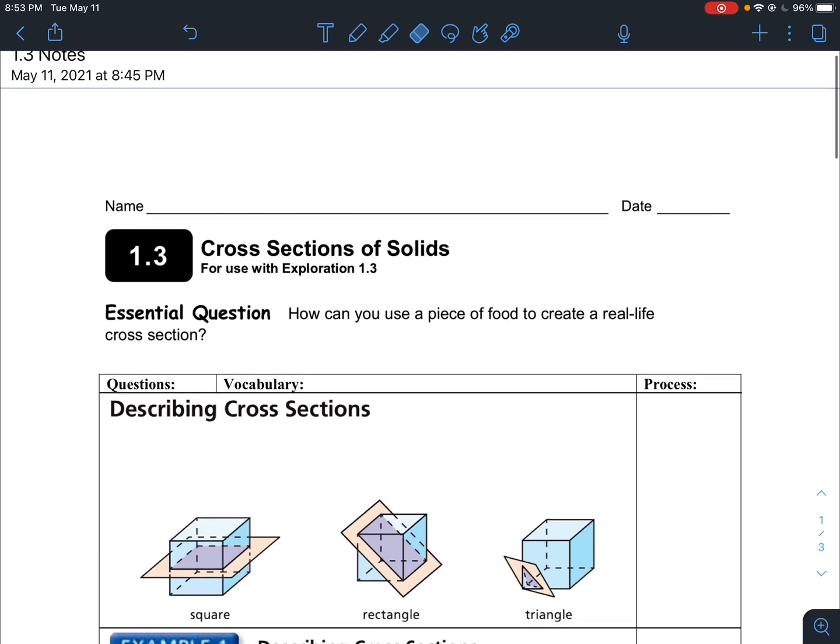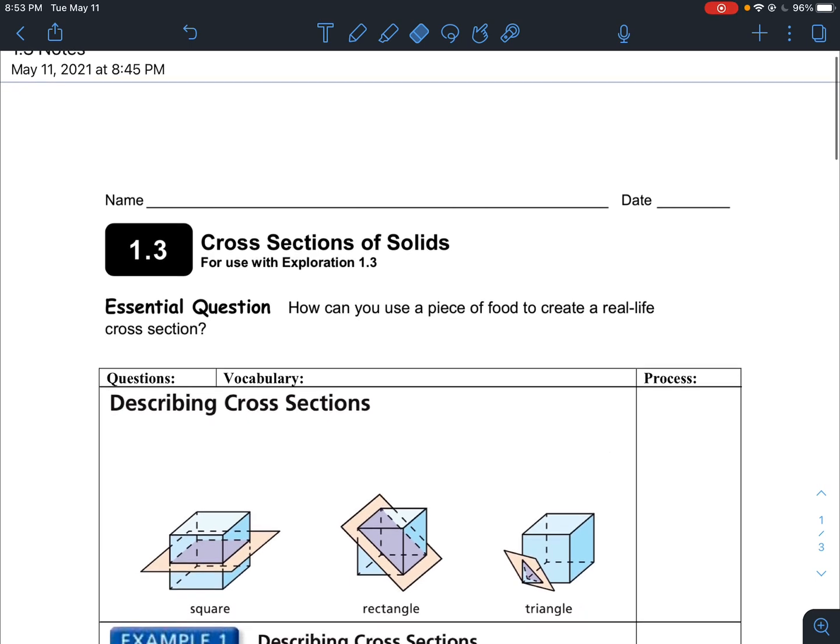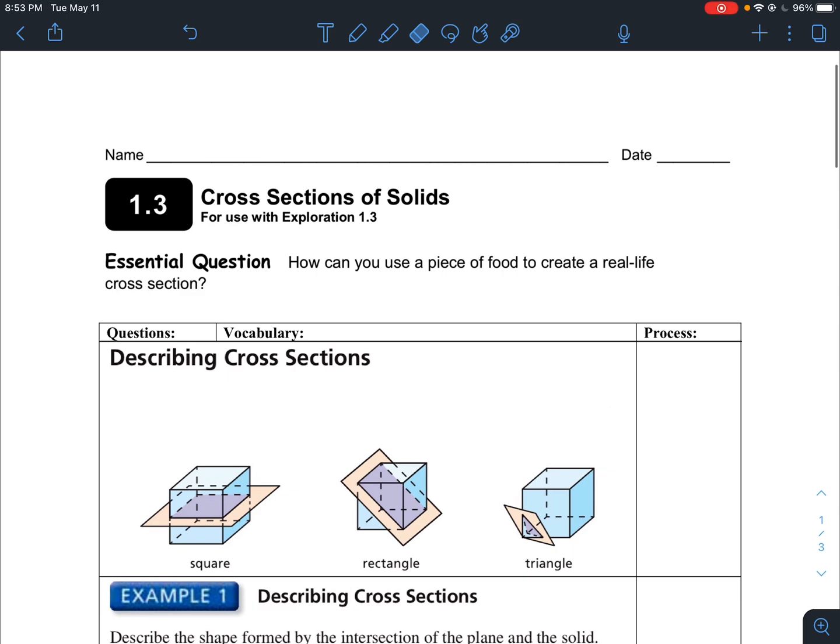We're gonna jump into 1.3, and here we're gonna talk about cross sections of 3D objects. So first, let's define what a cross section is. If you see these solids that we have, these prisms, these cubes, and let's imagine that we have a plane or something slim like a paper that cuts through it.